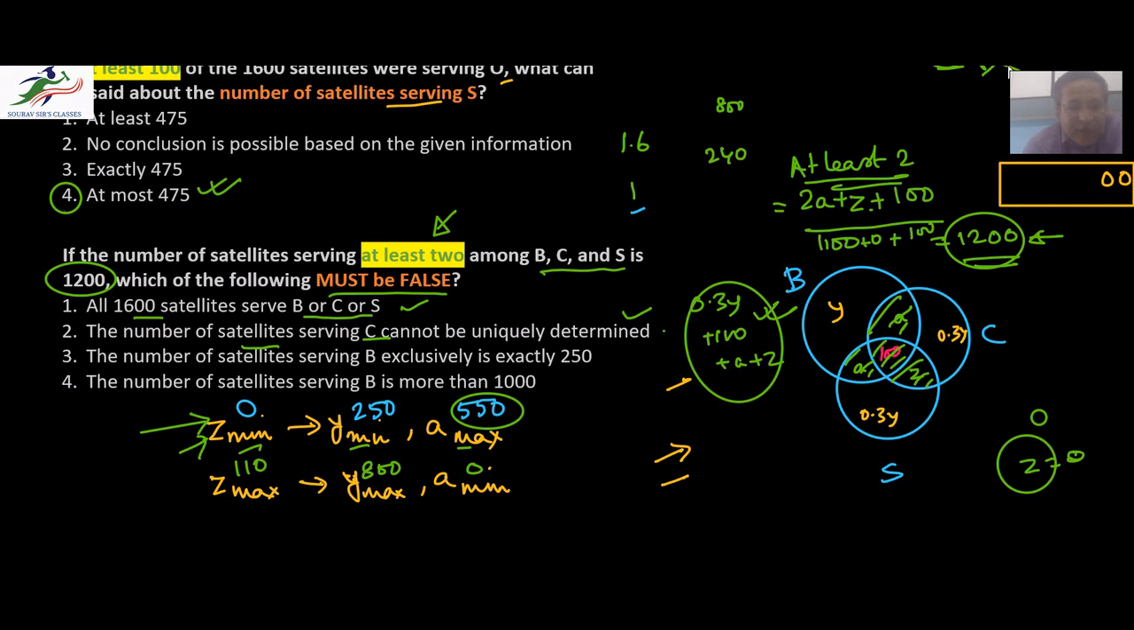Cannot be uniquely determined is false, sorry. It can be determined. So this is the one which is false because we can uniquely determine the value of number of satellites serving C.